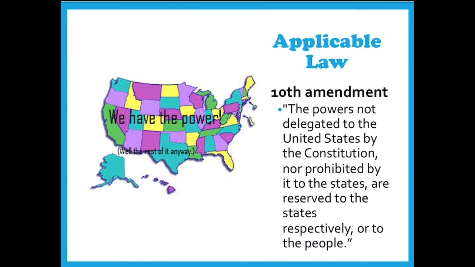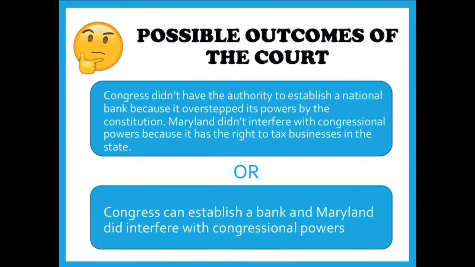Some applicable law is the 10th Amendment. This was used by Maryland to strengthen their case. So the 10th Amendment gives powers to states that are not explicitly given to the government by the Constitution and are also not prohibited to the states. So Maryland claimed that because of the 10th Amendment, they were allowed to tax any business in their borders, which included the national bank.